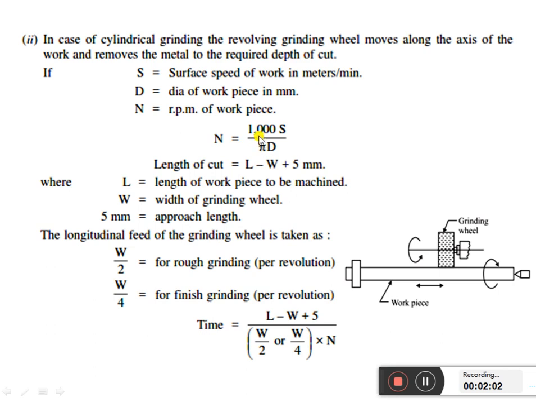So capital N, which is equal to 1000 S divided by pi d, and the length of cut is equal to L minus W plus 5 mm. L is the length of the workpiece and W is the width of the grinding wheel. 5 mm is the approach length. The longitudinal feed of the grinding wheel is taken as W by 2 for rough grinding, W by 4 for finish grinding. So time is equal to L minus W plus 5 divided by, either we can take rough grinding or finish grinding, into capital N. So the capital N is RPM of the workpiece.